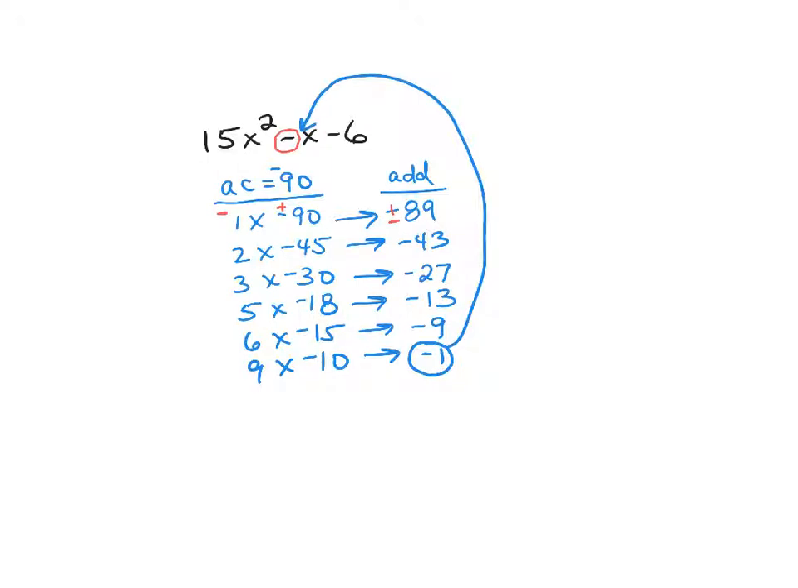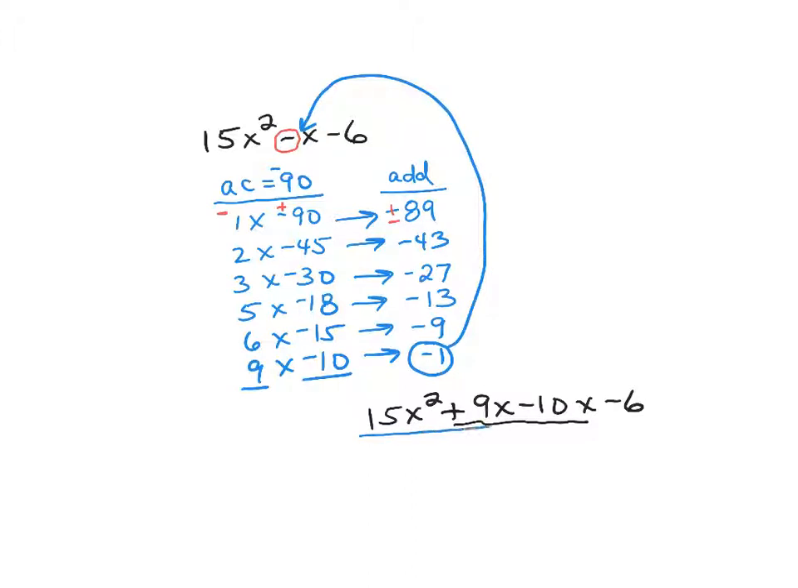So now I'm going to rewrite this using the 9 and the negative 10 in place of that minus x. So when I rewrite this, now I have 15x squared plus 9x minus 10x minus 6. That plus 9x minus 10x is the same thing as a minus 1x, which is what I had. Now I'm going to factor this by grouping.